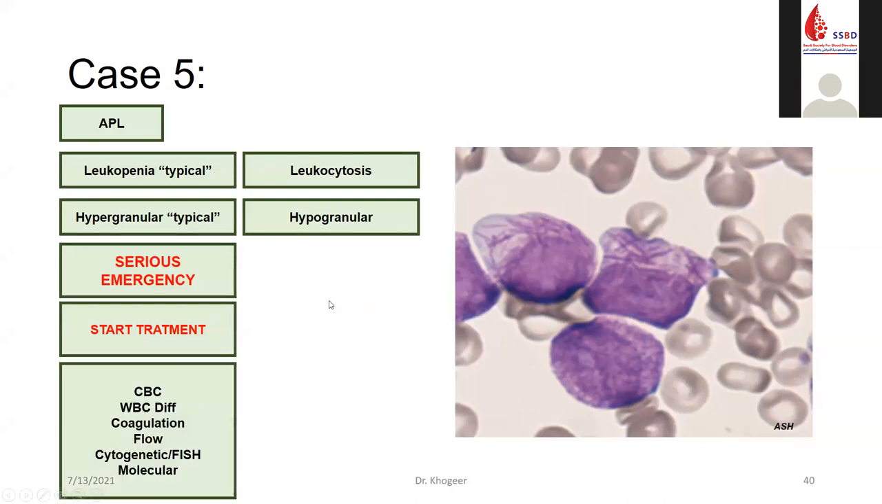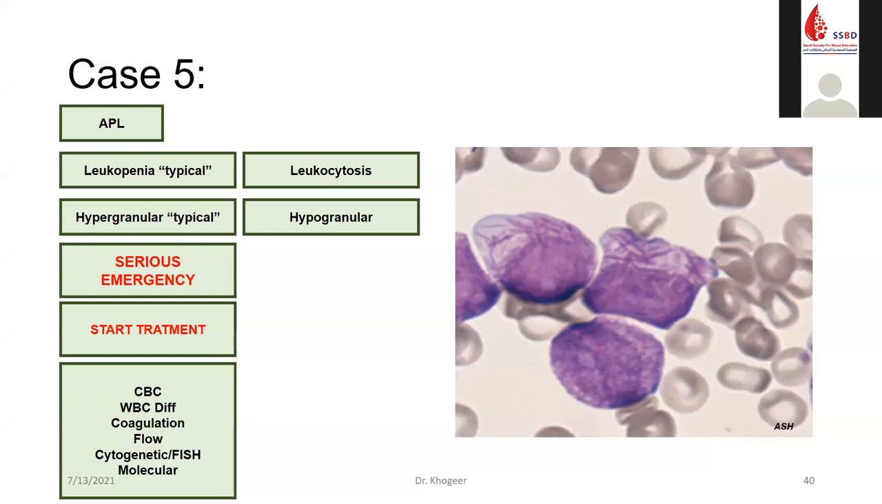In addition to the CBC with differential and review of the peripheral blood smear, all patients with a presumptive APL diagnosis must undergo an urgent laboratory evaluation. This investigation includes a coagulation screen to evaluate the presence of DIC, flow cytometry and immunophenotyping, and cytogenetic and molecular analysis to confirm the diagnosis and the presence of the underlying PML-RARA translocation.